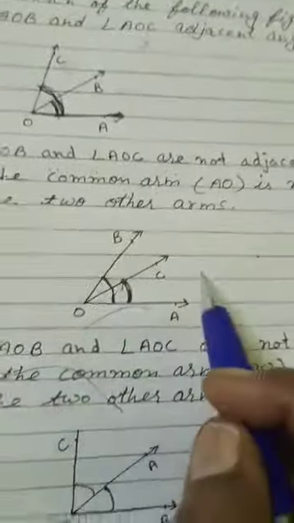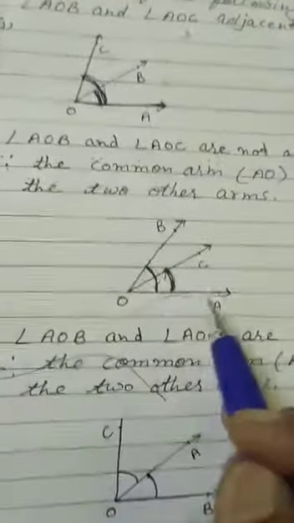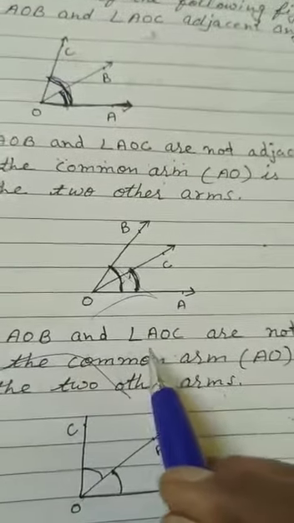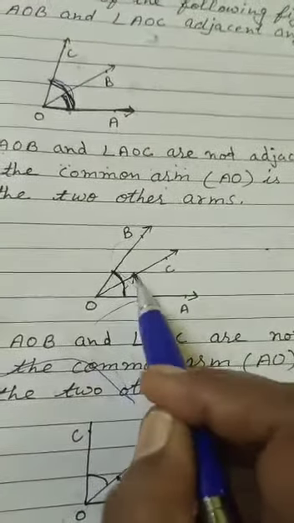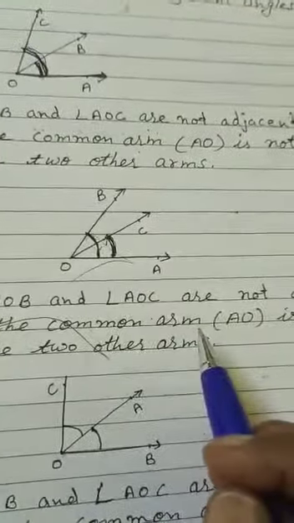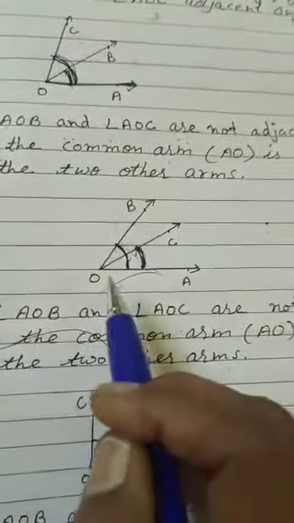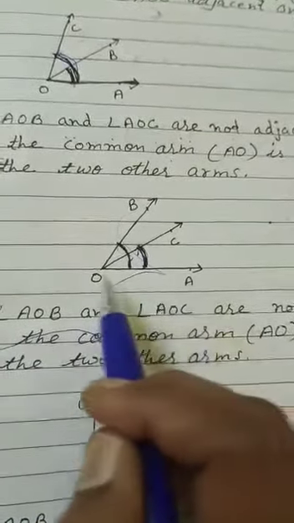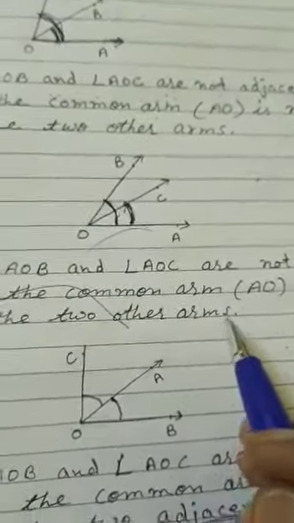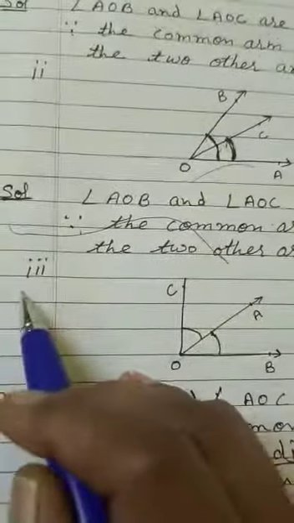In this figure, angle AOB and angle AOC are not adjacent angles because the common arm AO is not between these other two arms. Now we will take the third figure.